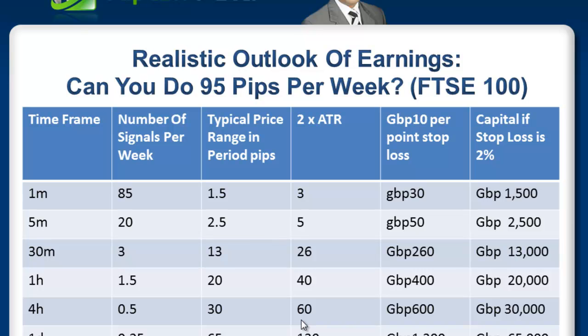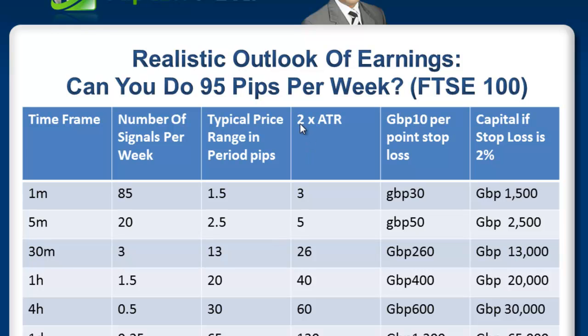Have a look at this chart. It's focused on FTSE 100 as an example, and what I've done is I've listed the various time frames you might be looking at. So let's just start off with the 1 minute one. The number of signals that tends to give on my own indicator in a week on the 1 minute chart is 85 signals. The typical price range in that 1 minute tends to be only 1.5 pips.